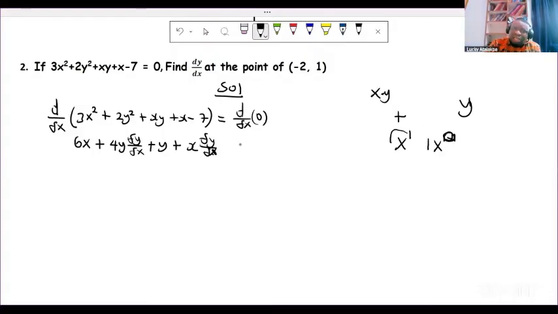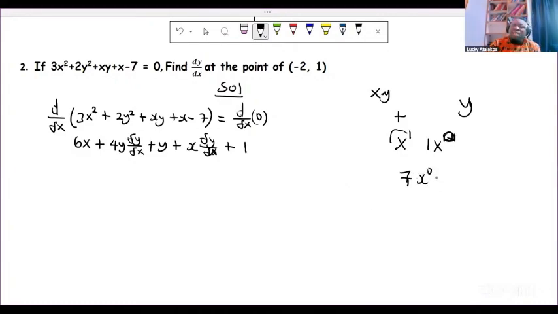Because I differentiated y, that is why I'm leaving dy/dx here. Then plus, if you differentiate x, you will get 1. Now, if you differentiate a constant, you will get 0. 7, for instance, is a constant. So let me prove that to you. The variable here is x to the power of 0.